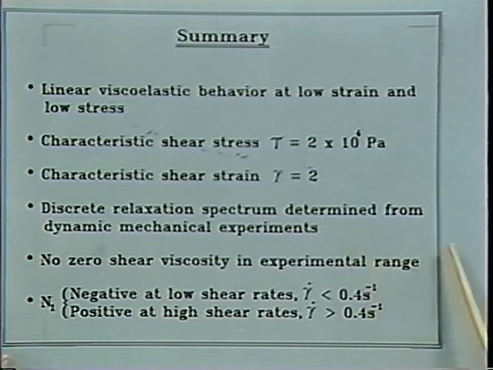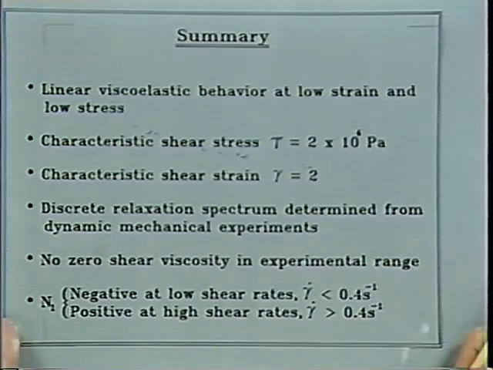The discrete spectrum has been determined, but it's a truncated spectrum. No zero shear viscosity can be seen, and a negative and a positive first normal stress difference is found, which is different from solution, because in solutions you have a positive first normal stress difference at very low rates. At intermediate shear rate you have a negative N1, and then you have a positive N1. So this initial region is somewhat missing.